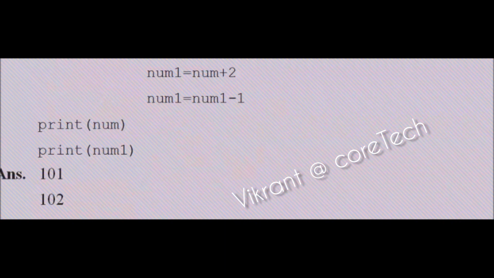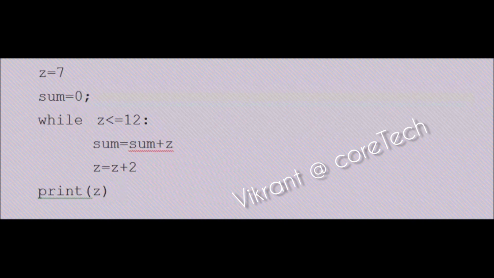Now this is the concept of while loop. The while loop says that we are going to have something like the initial value of z as 7, sum as 0. The loop will go till 12. Here 12 will be included. So 7 plus 2 will be 9, 10, 11, 13 will not come.